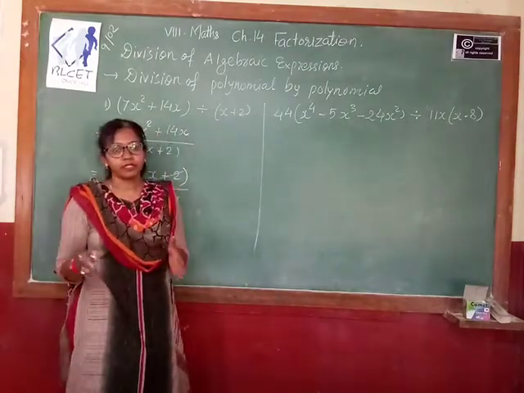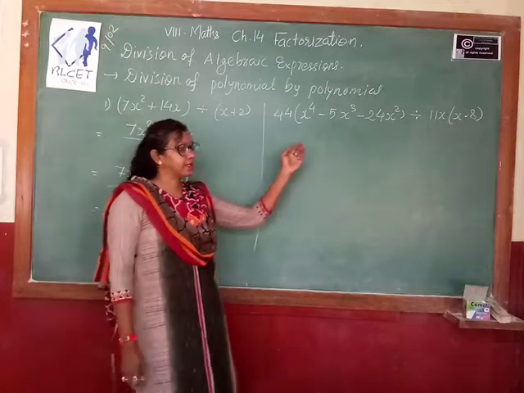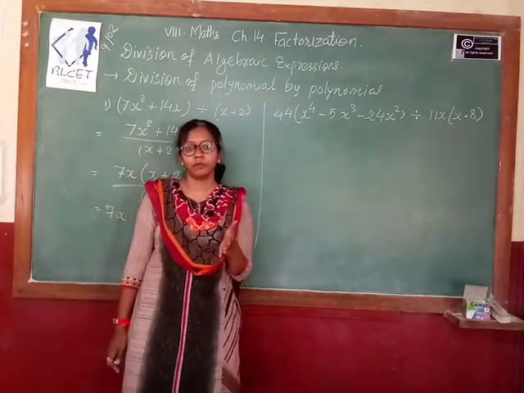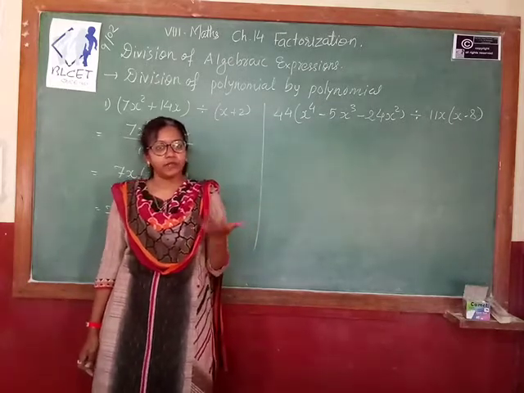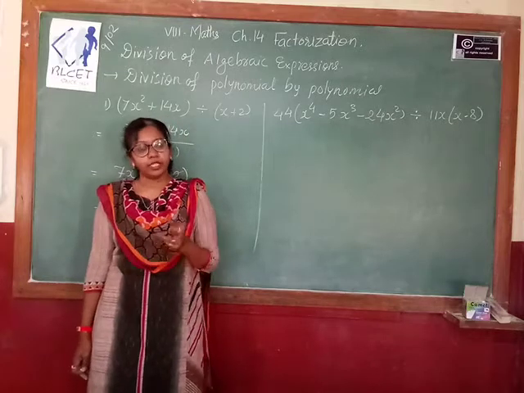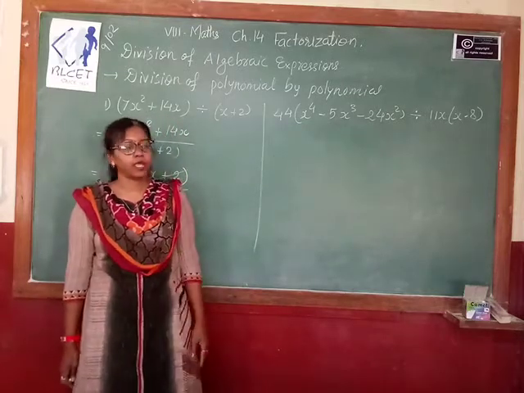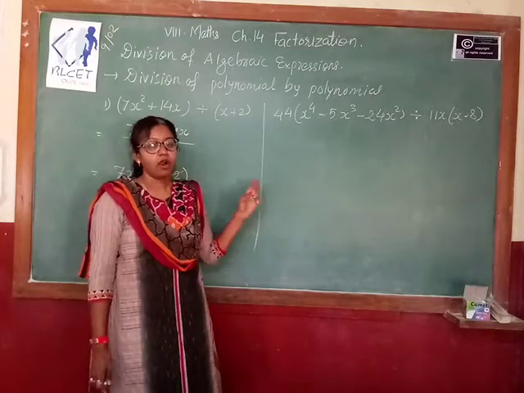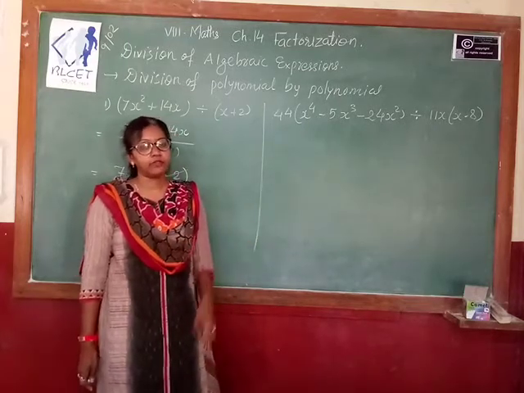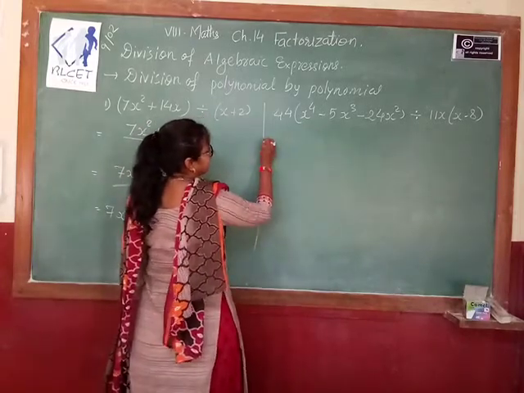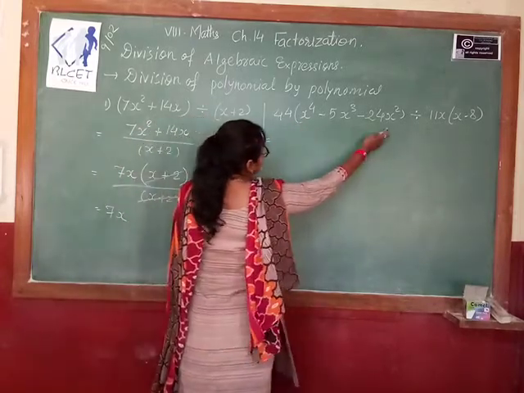We have to find the factors of the given algebraic expression as we are doing the division of polynomial by polynomial. It is very easy to do division of monomial by monomial and polynomial by monomial, where any one method you can follow. But here it is compulsory to find the factors of the given algebraic expression, then only we can solve the division. So we have to find the factors of this.